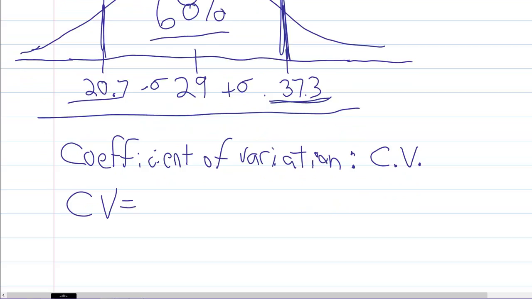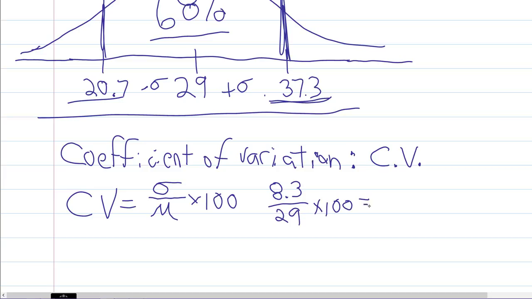The coefficient of variation just says to take the standard deviation, either a sample or a population standard deviation, it doesn't matter. Divide it by the mean, which could be a population mean or a sample mean, it doesn't matter. Multiply it times 100. What would that mean in this case? Well, it would tell us to take the 8.3 standard deviation, divide it by the average, which was 29, and multiply it times 100 and see what you get.